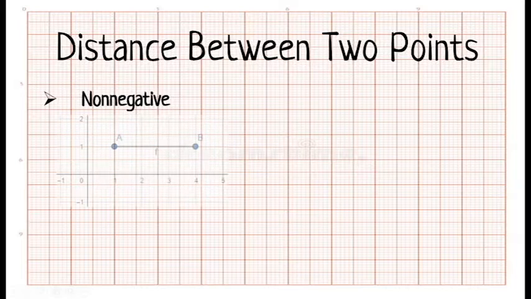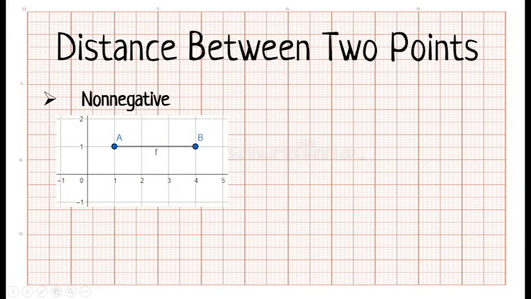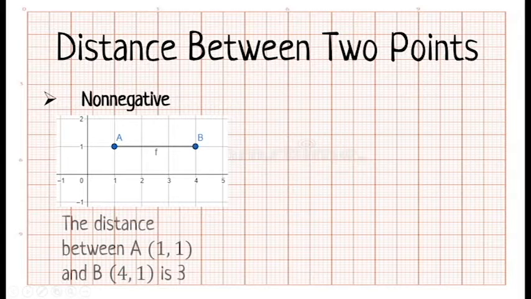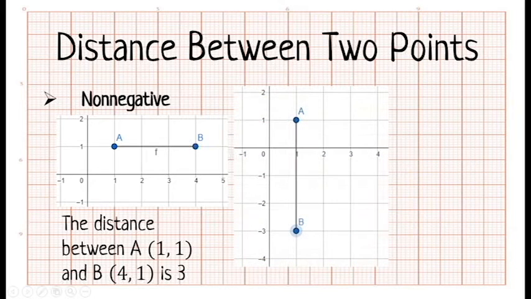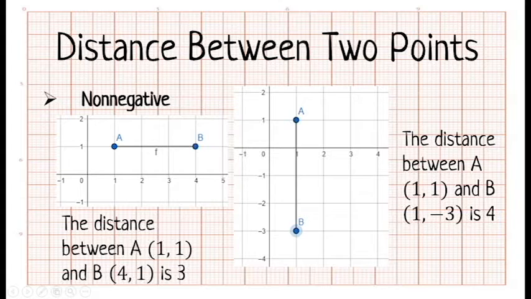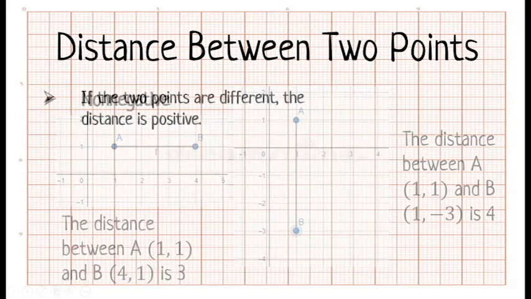For our first quick example, given that point A lies at 1, 1, and point B lies at 4, 1, the distance between A and B is 3. Another example, given that point A lies at 1, 1, and point B lies at 1, -3, the distance between A and B is 4. I'm going to explain further how I got these distances later, but for now we should keep in mind that distance is always non-negative, like what you can observe in the first 2 examples.